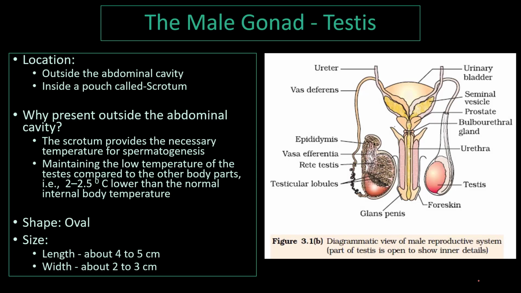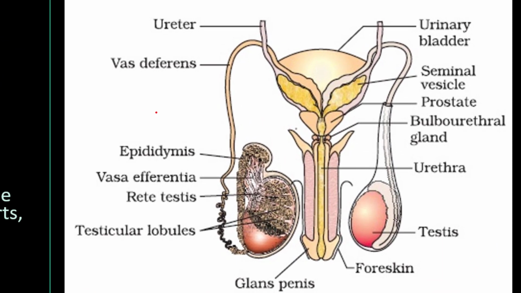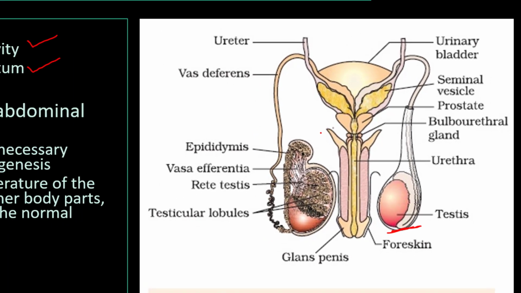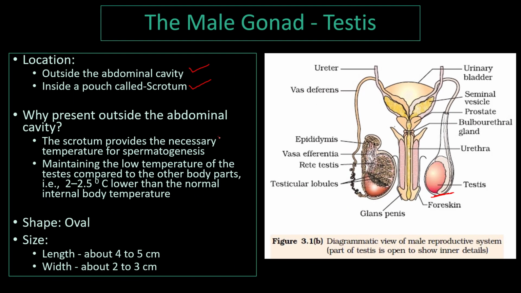Now the male gonads, that is the testes, are typically located outside the abdominal cavity inside a pouch-like structure called the scrotum, as you can see here. They are present in a structure called the scrotum. Now the question is, why are they present outside the abdominal cavity? Why are they not present in the abdominal cavity itself? The reason for that is very simple.